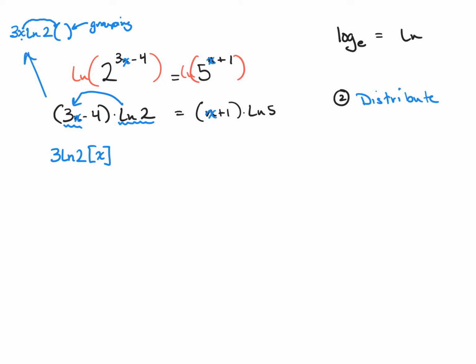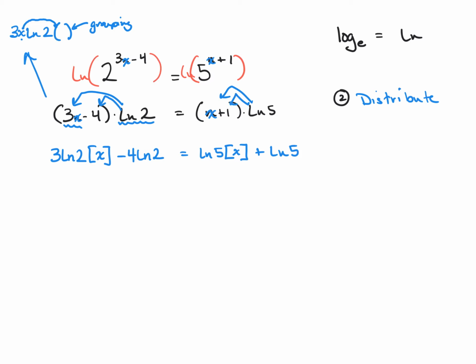And then the next thing I'm going to do is distribute the natural log of 2 to negative 4, so I get negative 4 natural log of 2. And that is equal to, distributing natural log of 5, so I get natural log of 5, and I'm going to do the same thing as before when I have a variable. I'm placing the x here, and then it's plus natural log of 5 when you distribute to positive 1.